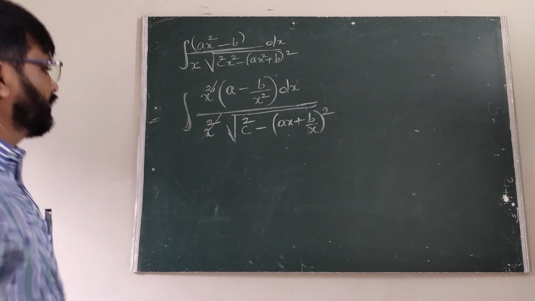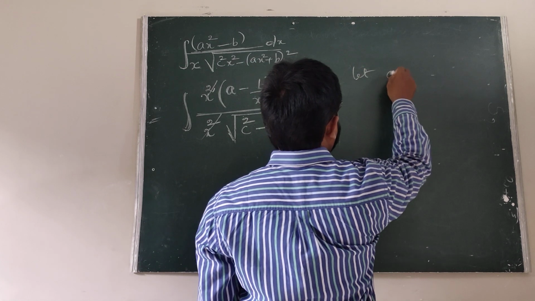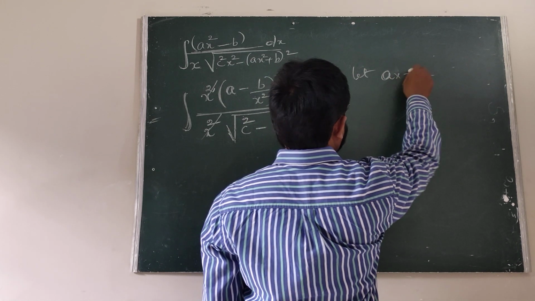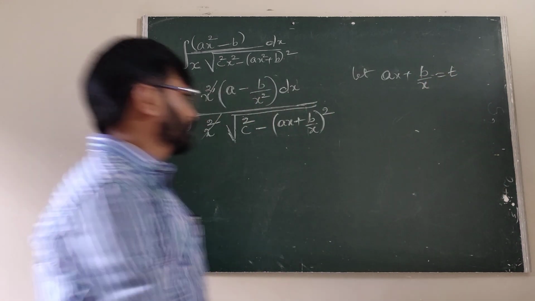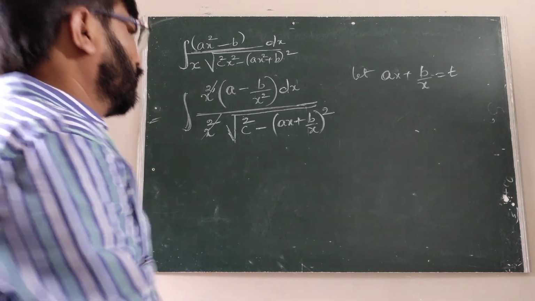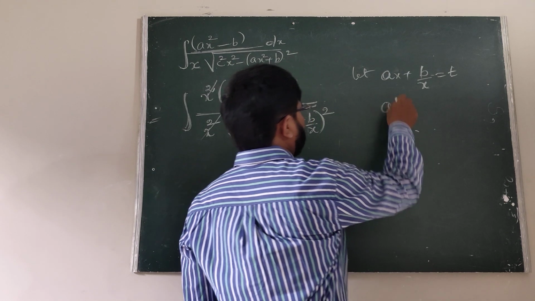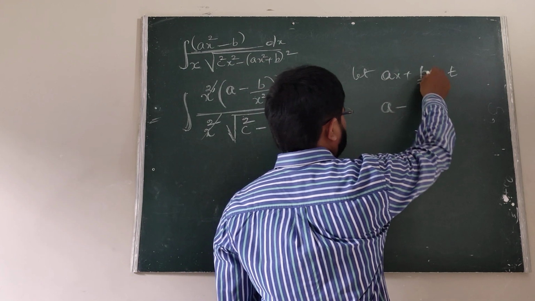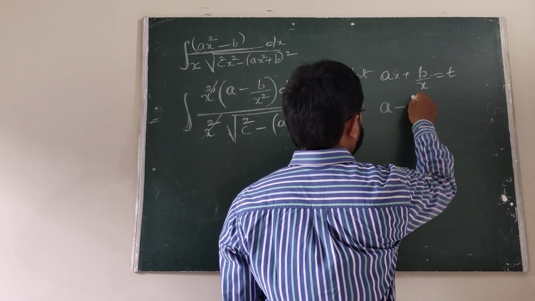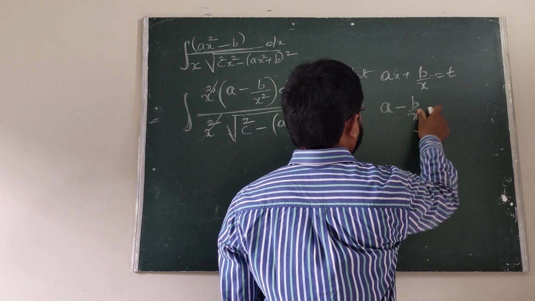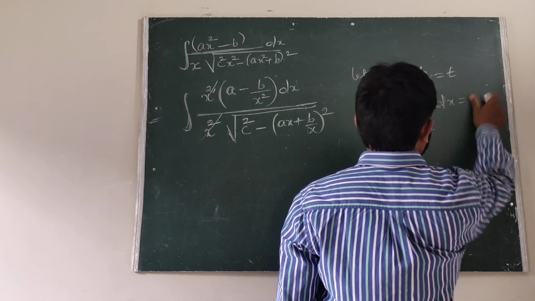Now let ax plus b by x equal to t. Therefore now the derivative of ax is a. Now the derivative of 1 by x is minus 1 by x square. Now this is minus b by x square. Minus of b by x square into dx equal to dt.